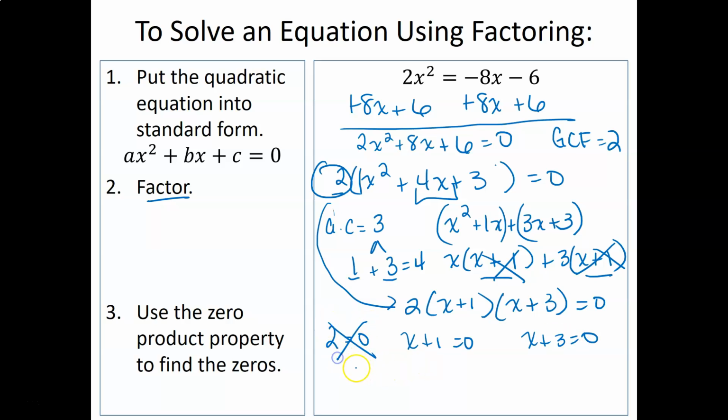2 is not equal to 0. There's no way to make that equal to 0, so we just throw that out. For this one, though, we can subtract 1 from each side, so x equals negative 1. We can subtract 3 from each side, so x equals negative 3. So my zeros are negative 1 and negative 3.